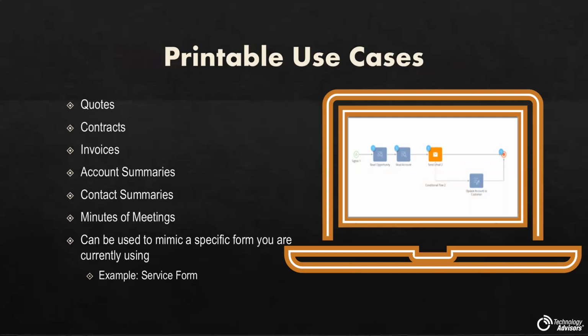So what are some printable use cases? We talked about invoices. We have quotes. If you have a quote section, you can obviously use it to create quotes and pull that information in quickly. Contracts, that's huge and useful for many different organizations. Even account summaries. So if you wanted to quickly show your team what this account is and all the information you want to provide about that. Contact summaries, even minutes of meetings. That's huge if you want to provide a quick overview to your sales team about your quarterly sales meeting, for example. You can easily do that.